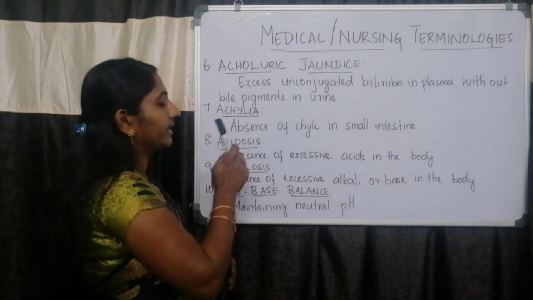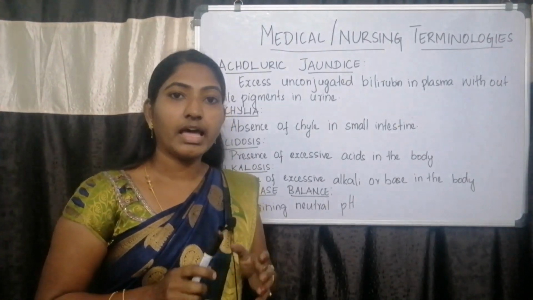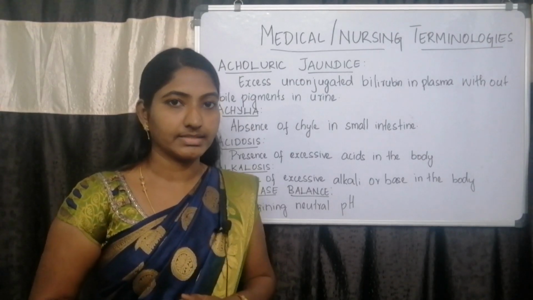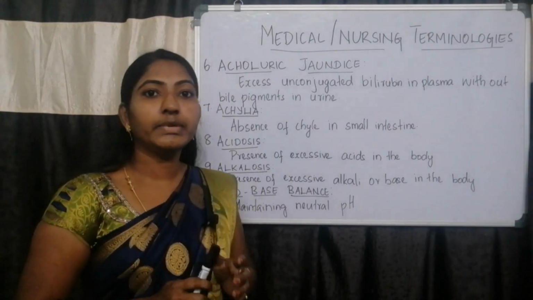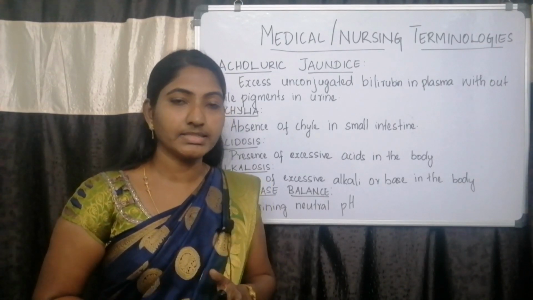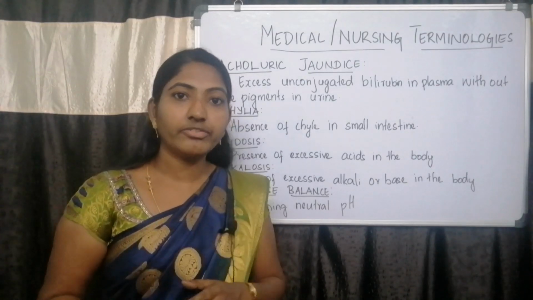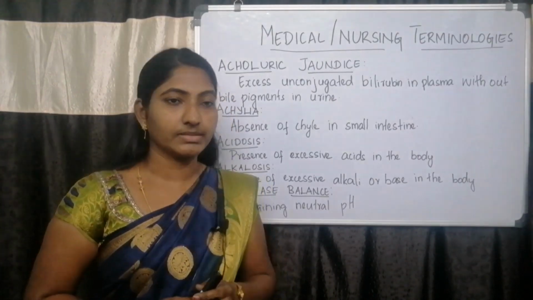Next one is achilia. Achilia is a term which is used to refer to absence of chyle in the small intestine. Chyle is a milky body fluid that contains fat droplets that will be drained from the small intestine into the lymphatic system during fat digestion.